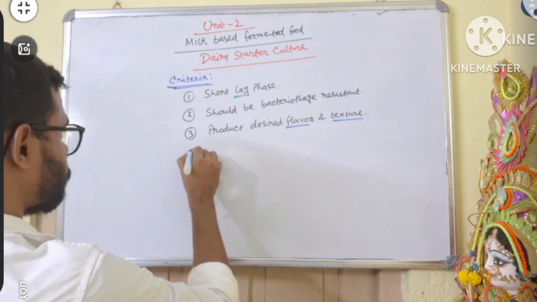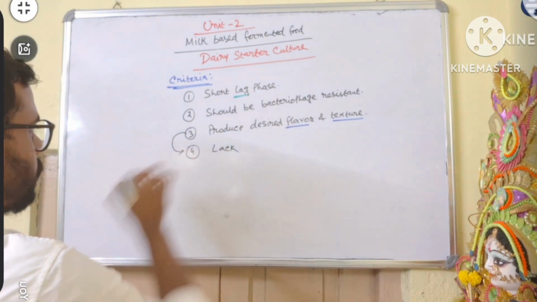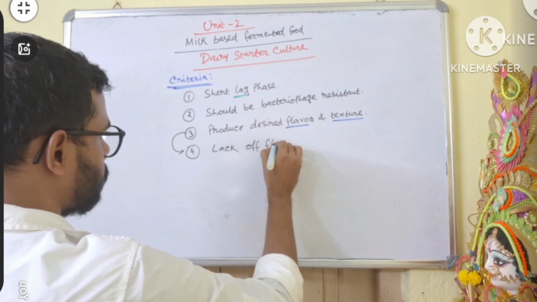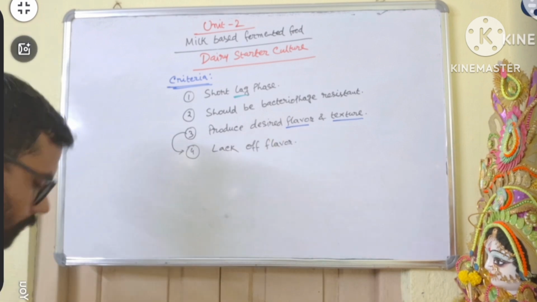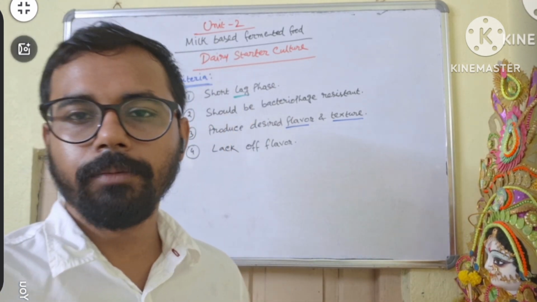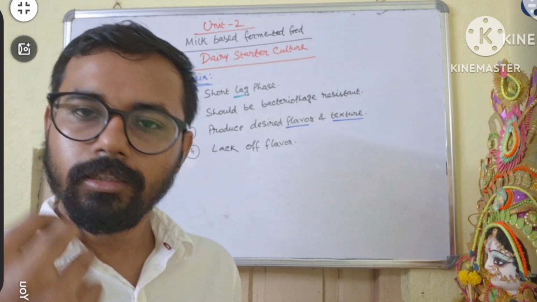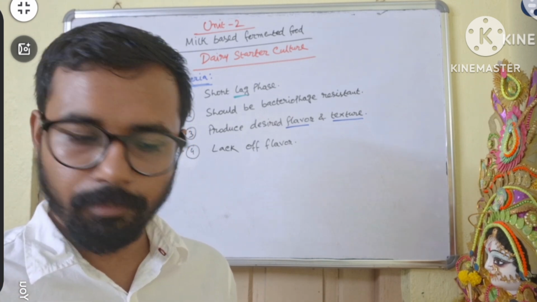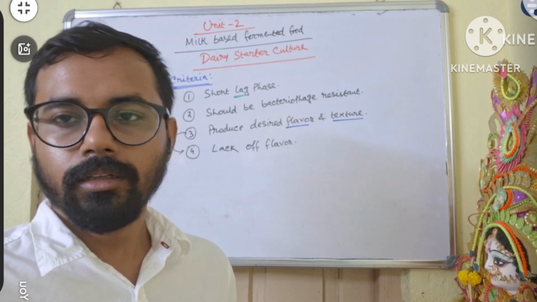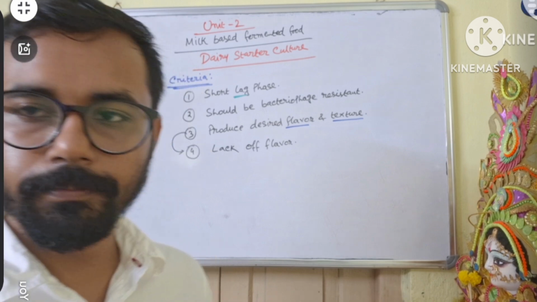Number four, from that point number three, lack of off flavor. Off flavor means undesired product formation that causes the product to spoil or creates any undesirable smell or odor. So any culture that creates undesirable products, undesirable gases or odor, should be eliminated. Those cultures we are not going to use. Clear?